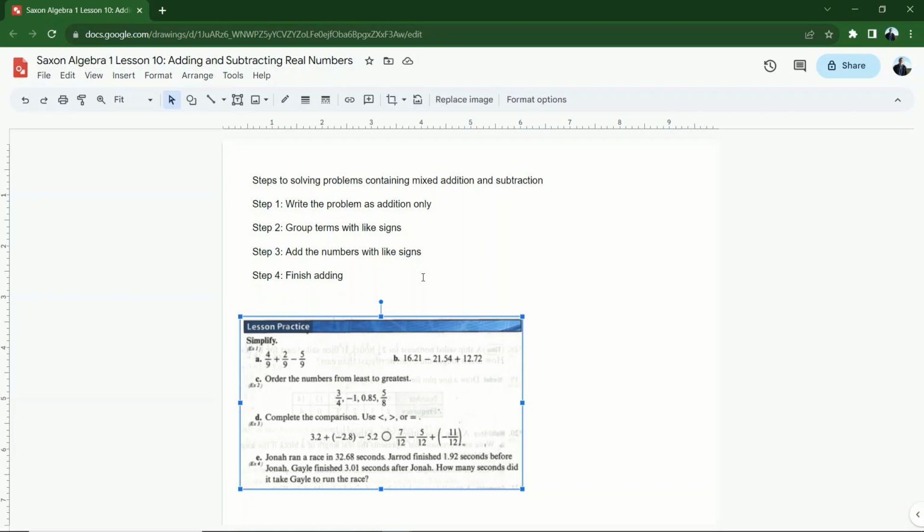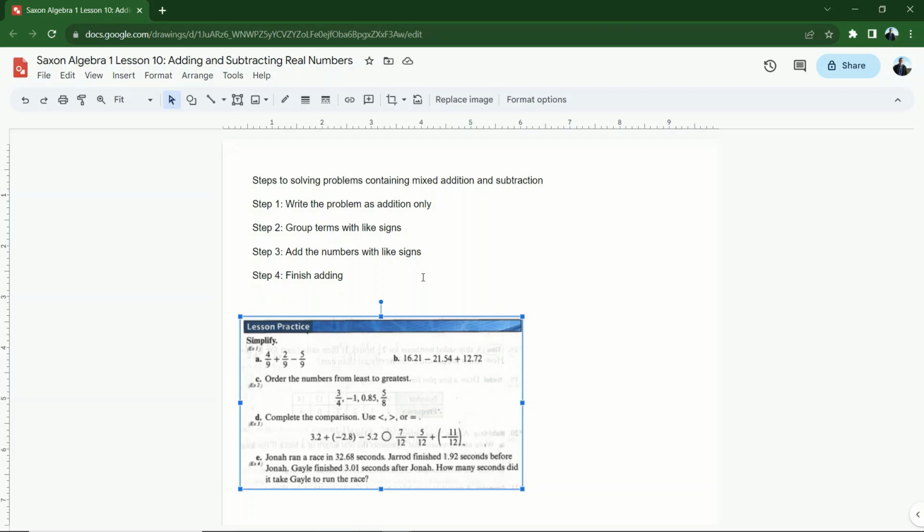Subtracting is just changing a minus problem to a plus problem. Remember, like 5 minus 4 is just 5 plus negative 4. So we're going to add the opposite in the subtraction parts of these. And we're going to put together addition and subtraction into one process to solve problems that have mixed addition and subtraction. That's what we're really focused on.